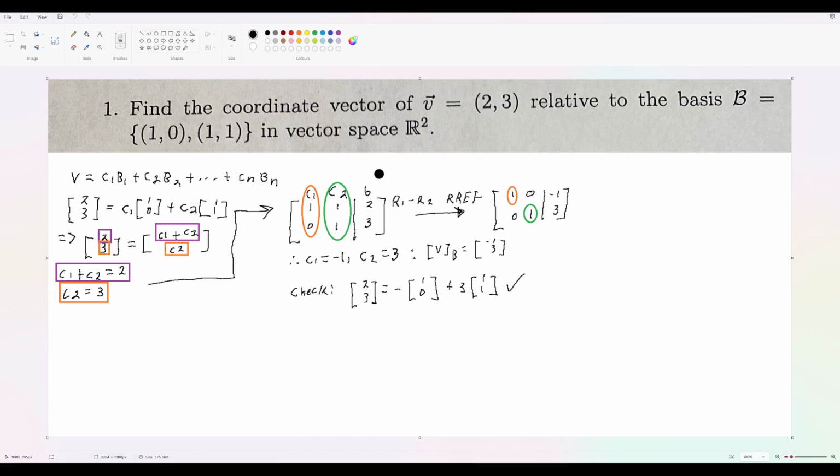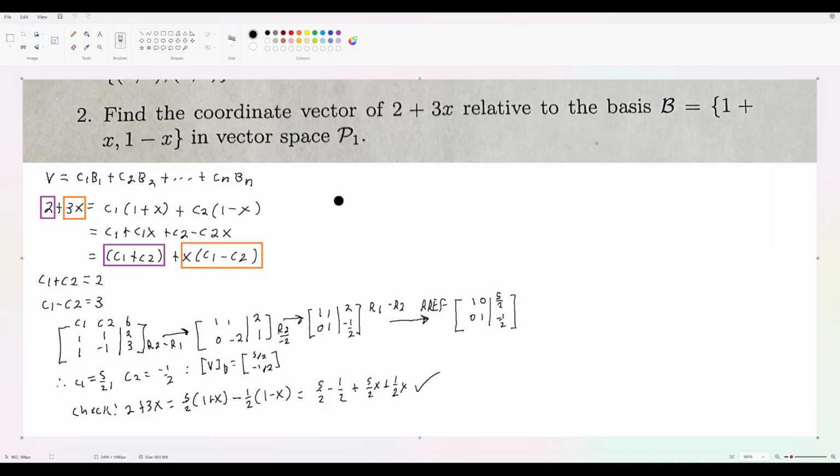Since we wanted to find the coordinate vector, what we wanted to find is basically the coefficients, the scalars, right? So C1, C2, in order, because this is the first one and this is the second one. So our v relative to the basis B is going to be equal to (-1, 3). Then we check that: take the first one, put -1 there, take the second one, put 3 there, and we see that it works.